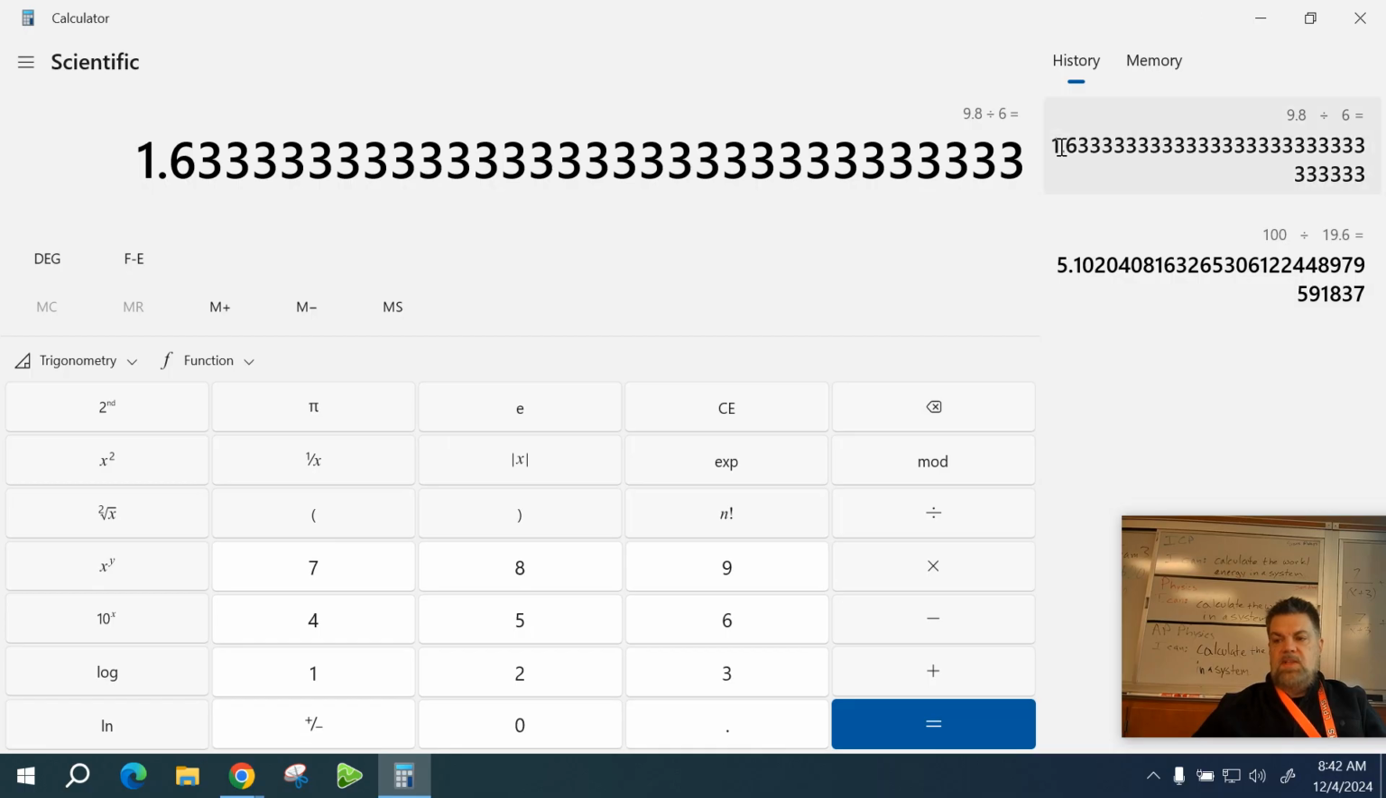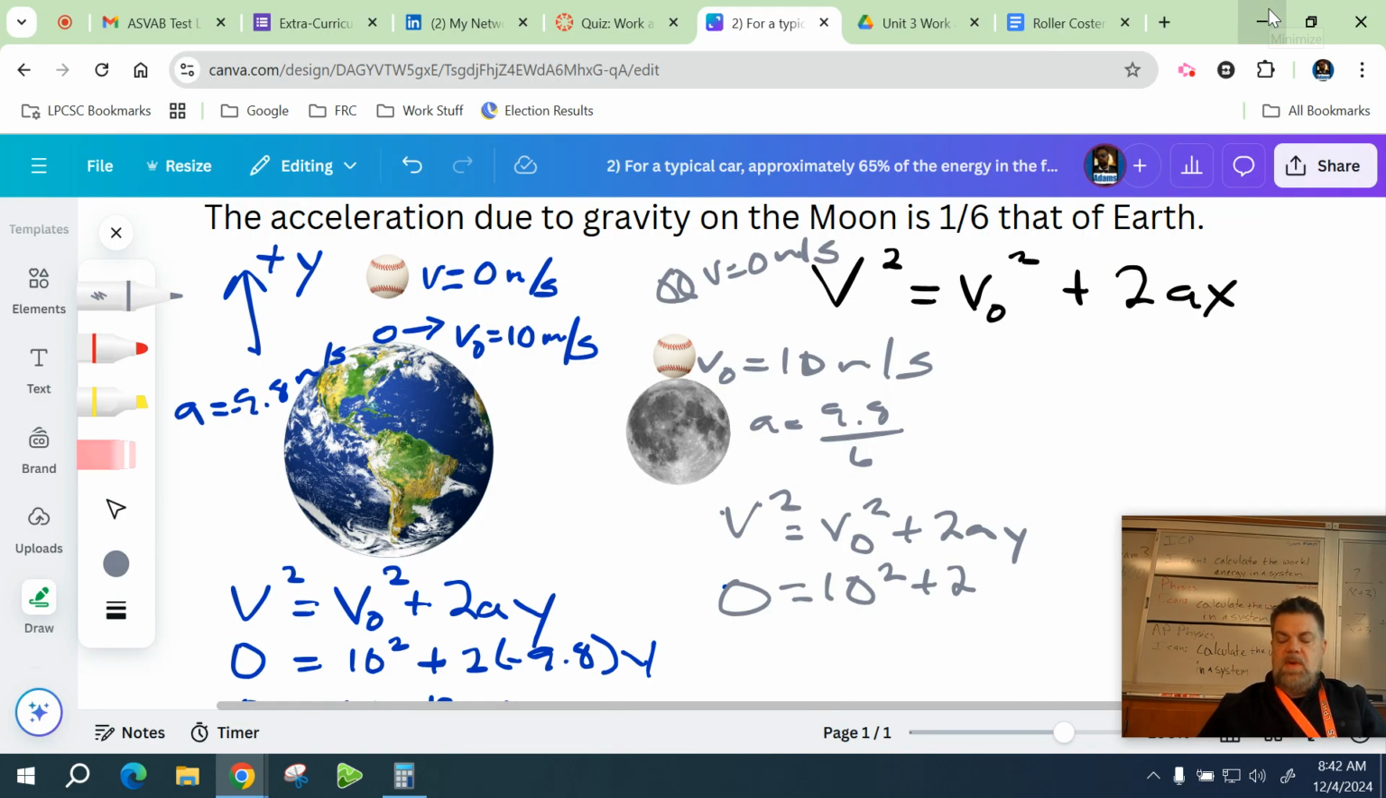So it ends up becoming this 1.63 repeating number. So my acceleration due to gravity on the moon is actually just 1.63 meters per second squared. So that's going to be 1.63 times y. I get 100. Oh, but this is negative still. It's still in the negative direction, so we still got to have our negative sign.